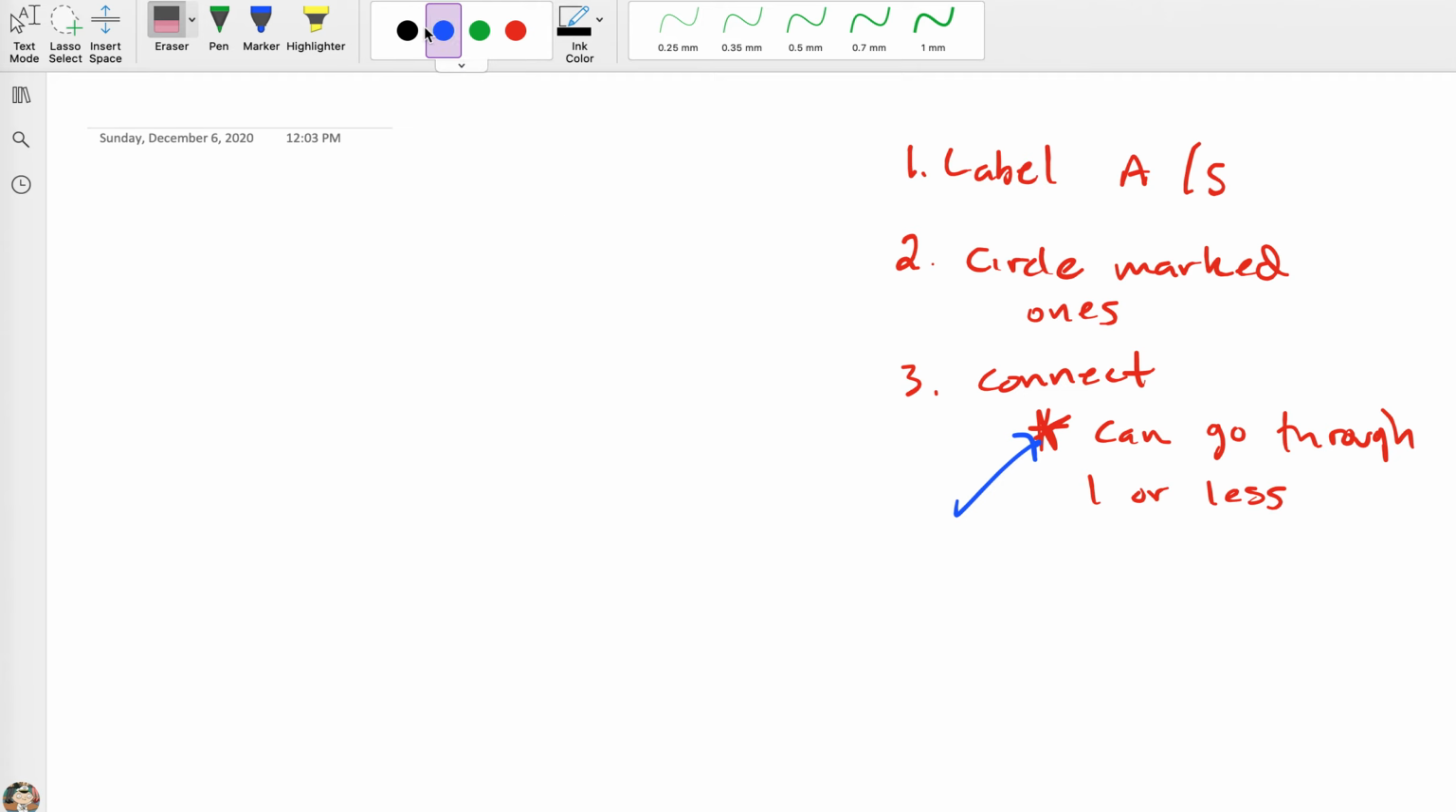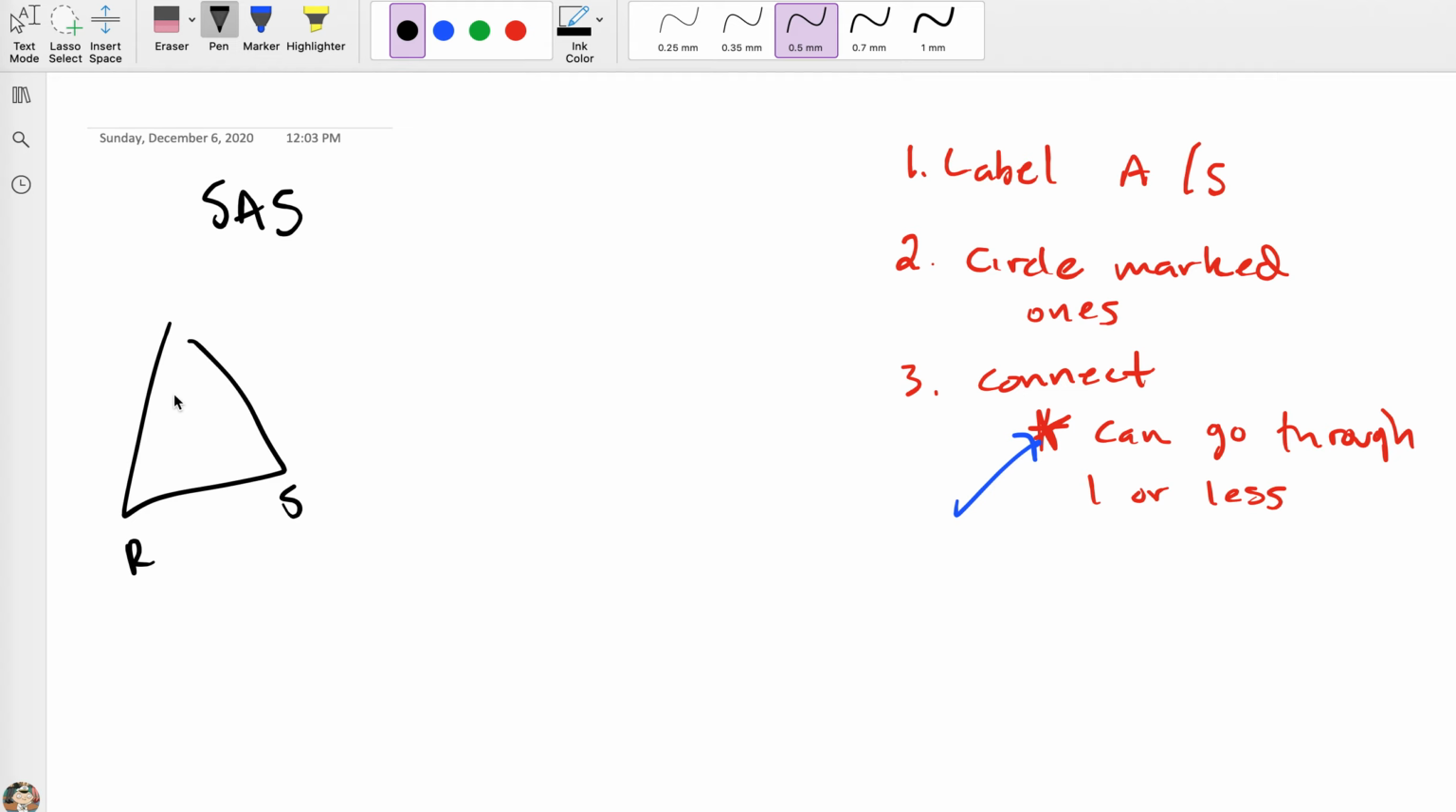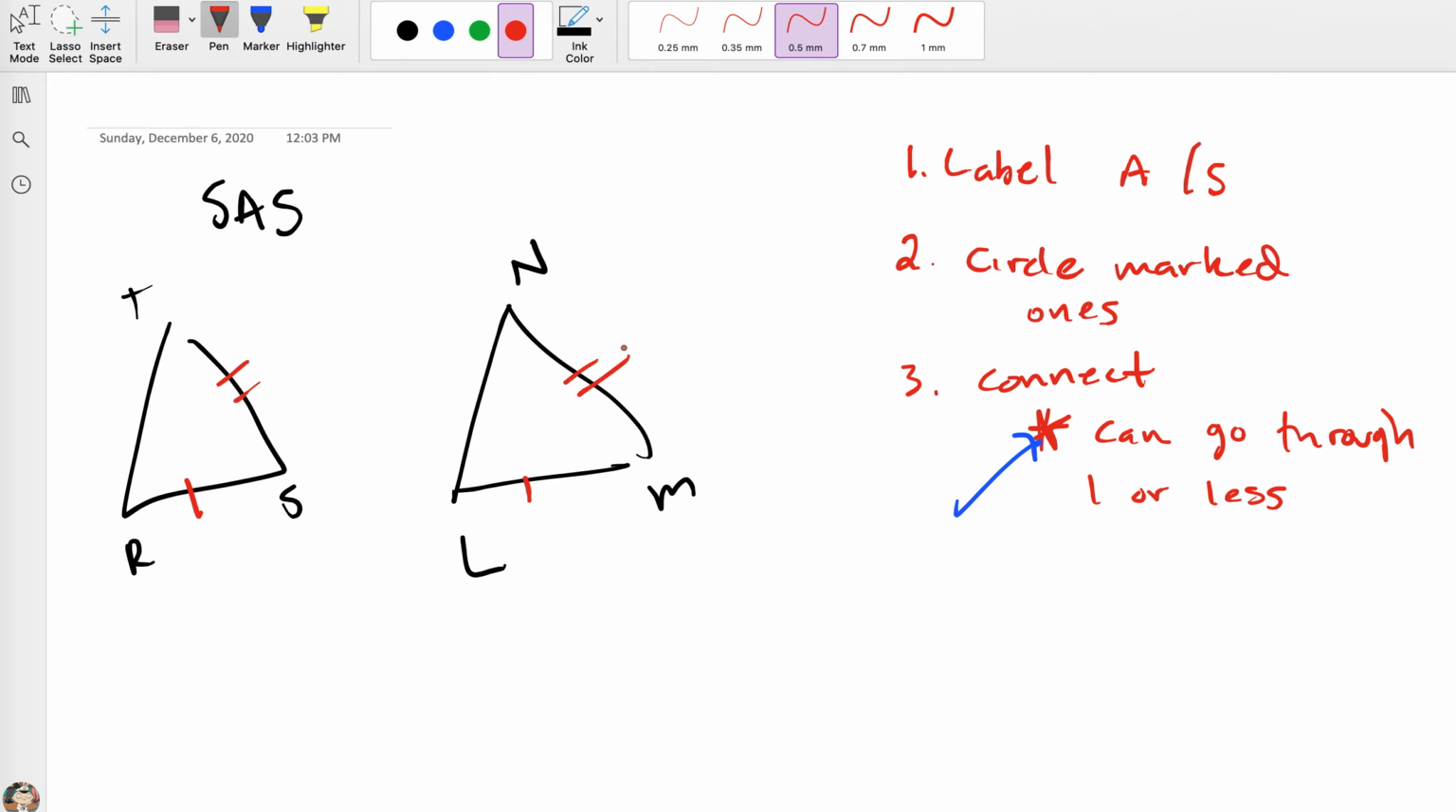So let's try one with two triangles. Let's prove, or the way they would say it is, what piece do we need to prove side, angle, side congruence? If you have these two triangles, RST, LMN, and we have a side here and a side here. So again, oftentimes you can see side angle side, the angle is the one in between them. It would be angle S is congruent to angle M. But if you don't see that, this will still work.